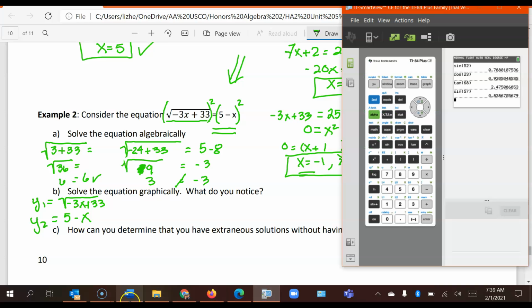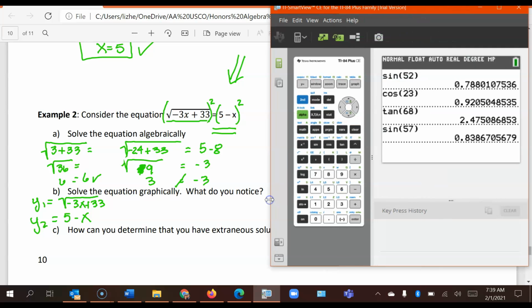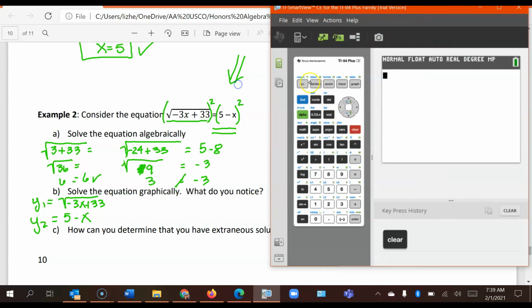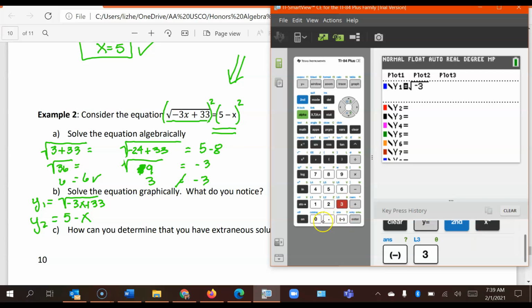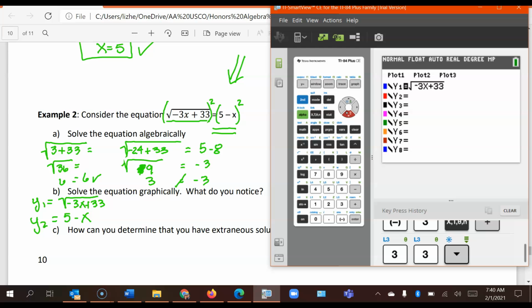So pulling that up, get a little bigger, clear, y1, you should all be doing this. Second function, square root, negative 3x plus 33. y2 is 5 minus x. And I'm going to graph it.